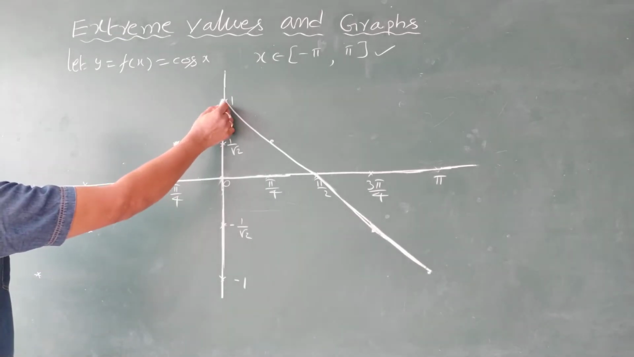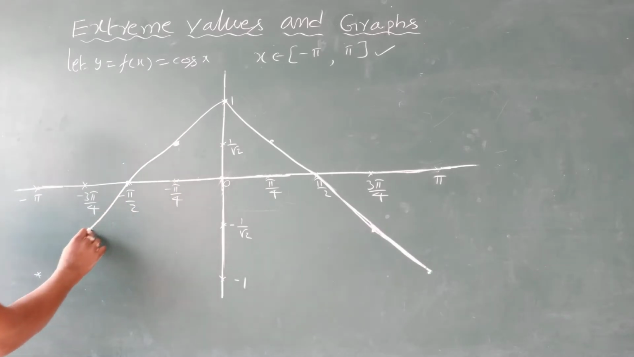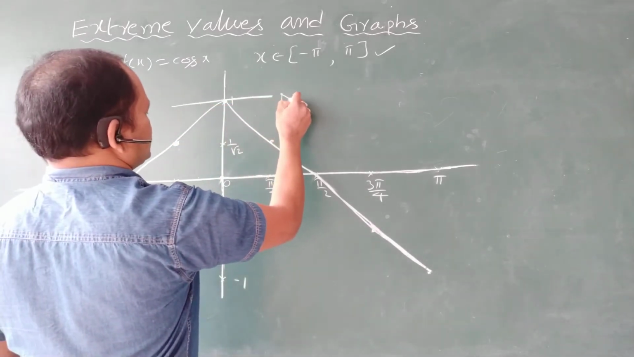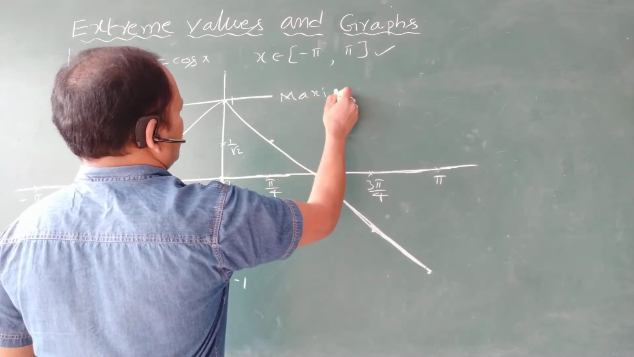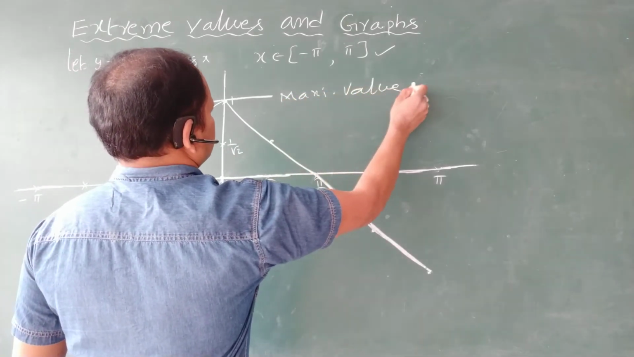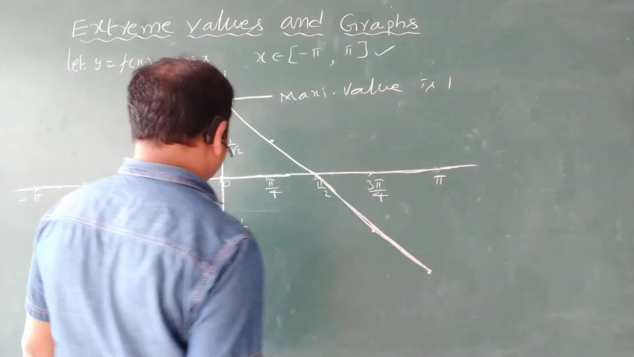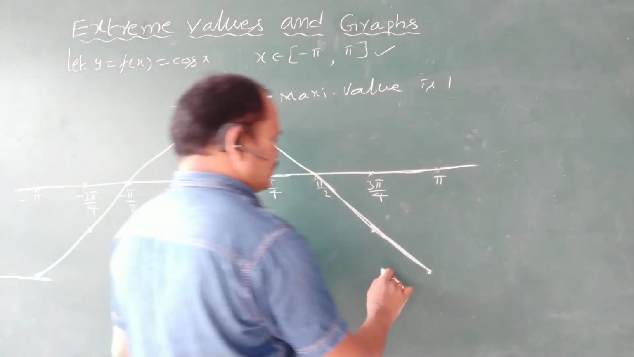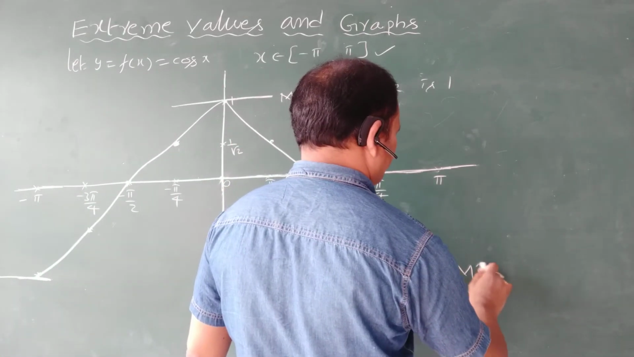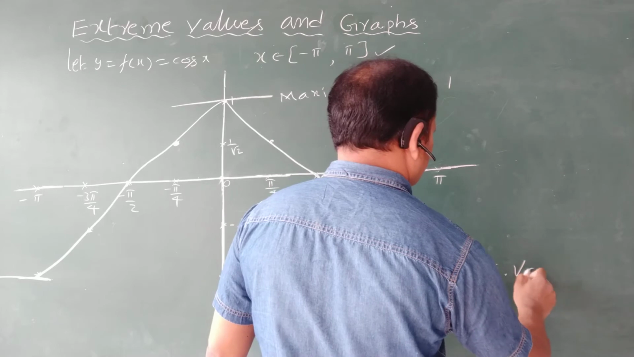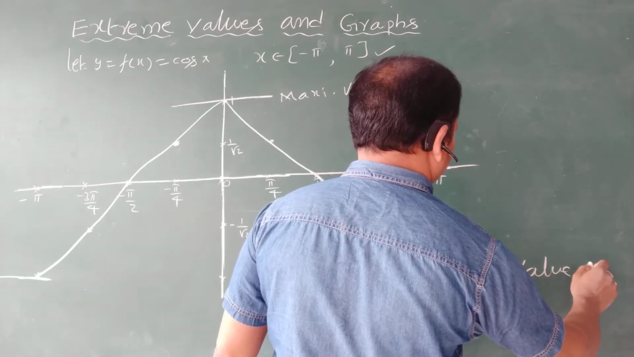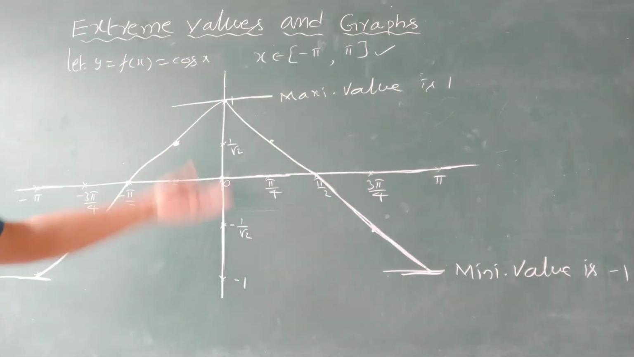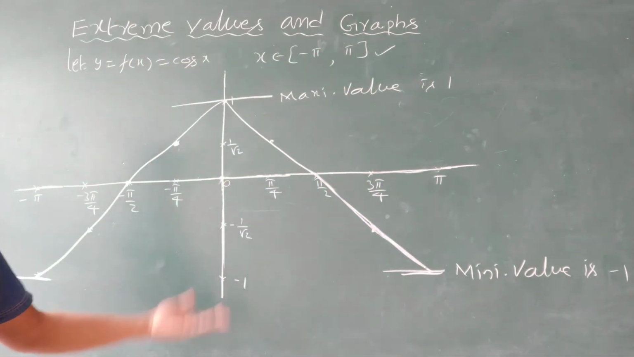That's why the graph looks like this. Here the maximum value is 1. That's why the maximum value of cos x is 1. And the minimum value is minus 1. Here, this is the minimum value. That's why the minimum value of cos x is minus 1. Cos x has maximum value 1 and minimum value minus 1.